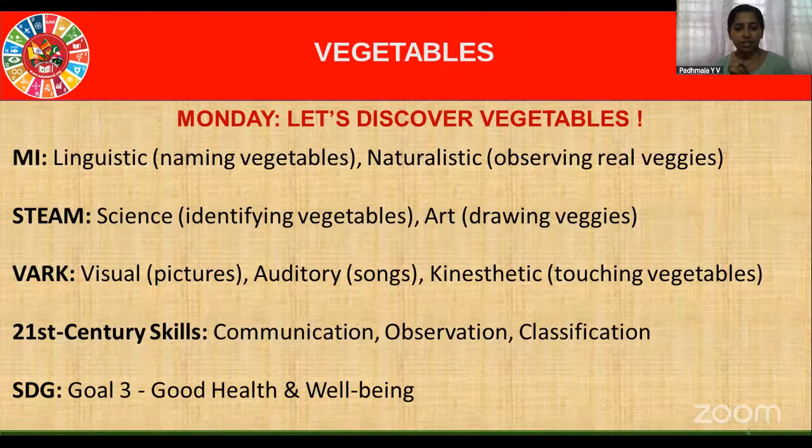Then 21st century skills: here the child is communicating, observing, and classifying the vegetables. That means they are separating, they are sorting out. So classification is also included. This classification, of course, in MI we can also call logical. Then the SDG goal: here it comes under good health and well-being.